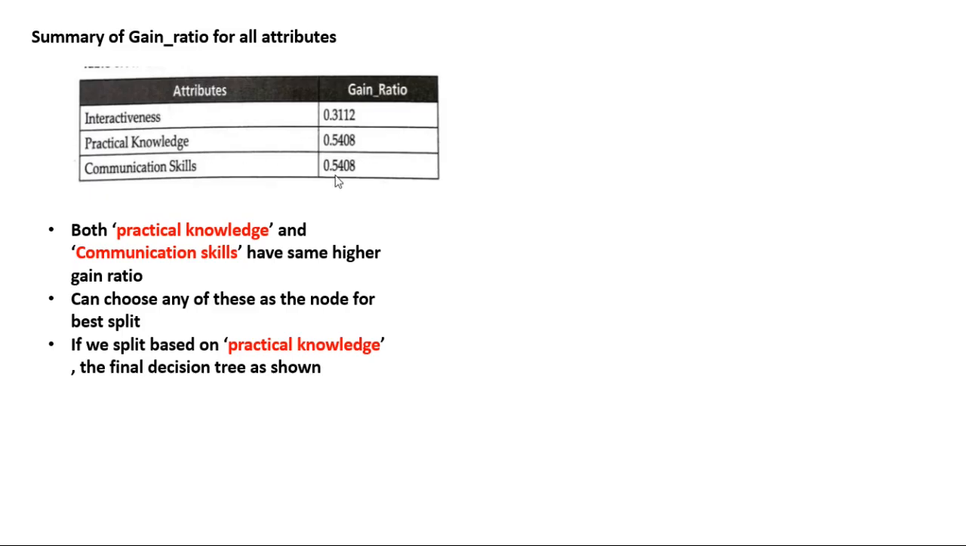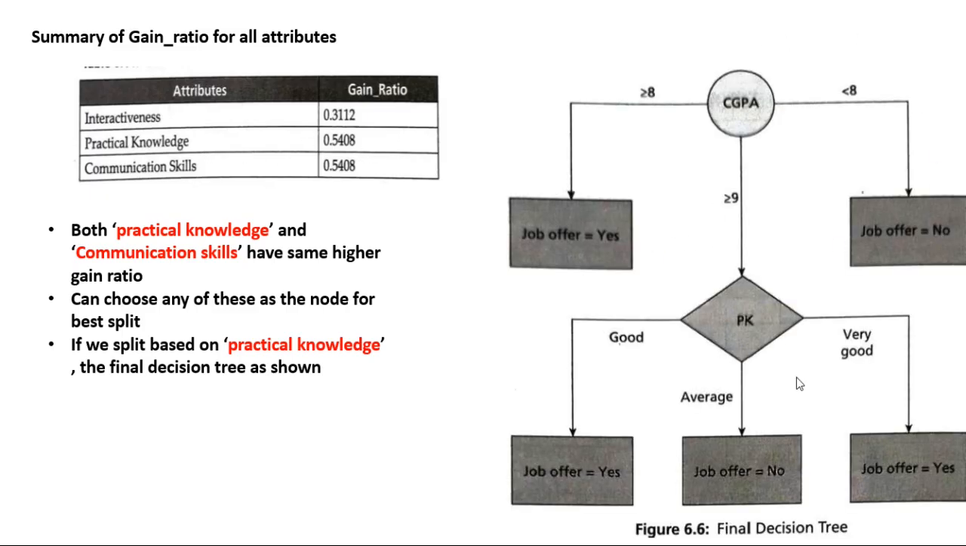So let's say I take practical knowledge to make my decision. So this is the decision tree I get. Already we have done this part. We are doing only this part, which is now new. So greater than or equal to 9, I write a decision node, which is a diamond, where I say practical knowledge. If it is good, if you observe the training data set, whenever practical knowledge was good, I always got the job offer as yes. So it was leading to a leaf node. Whenever practical knowledge was average, all the instances were leading to job offer no. When practical knowledge was very good, all the instances were leading to the leaf node job offer yes.